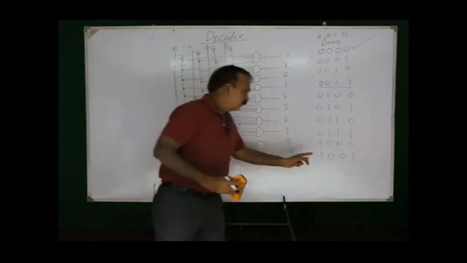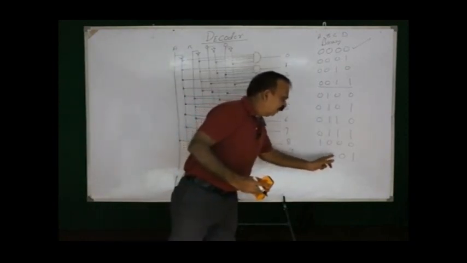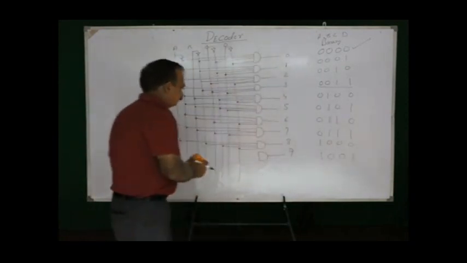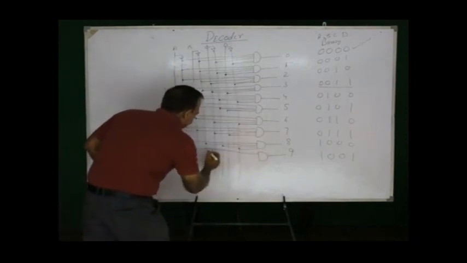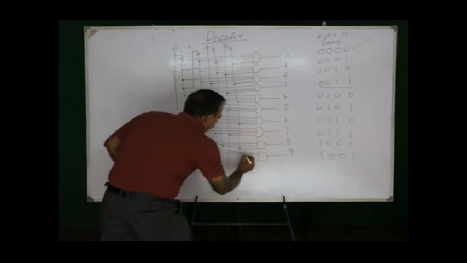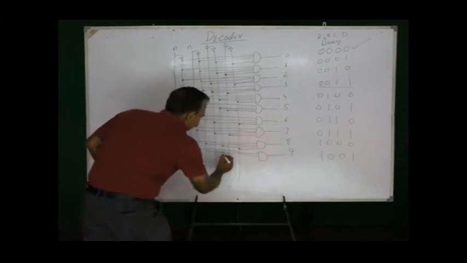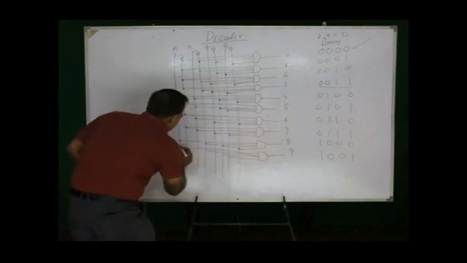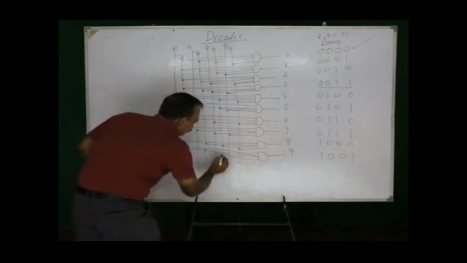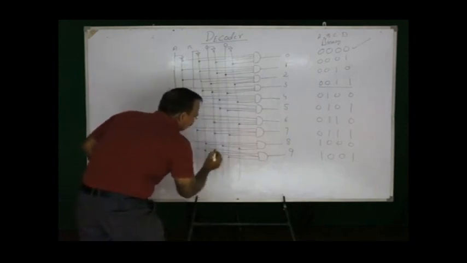The last one, it is A, B bar, C bar and D. It is A, B bar, C bar and D. A, B bar, C bar, D.